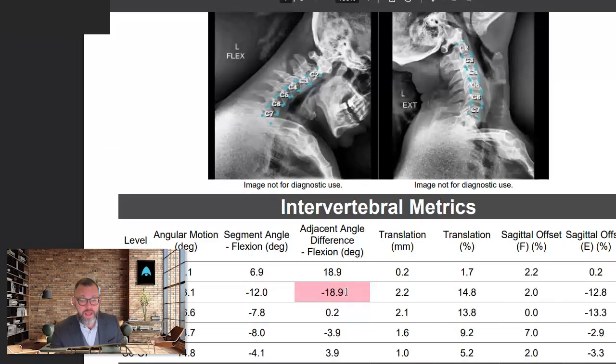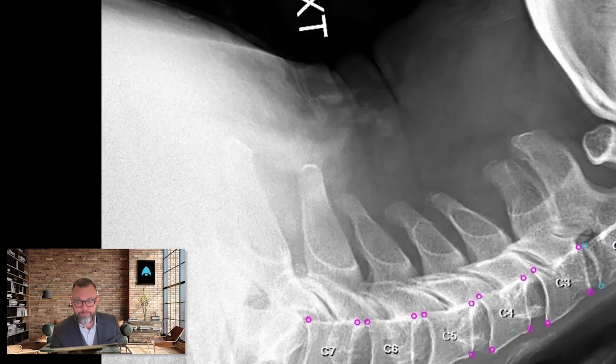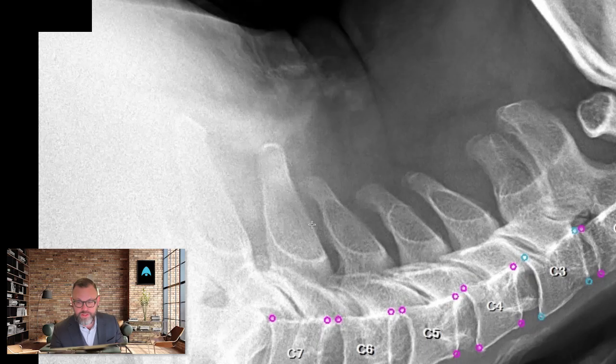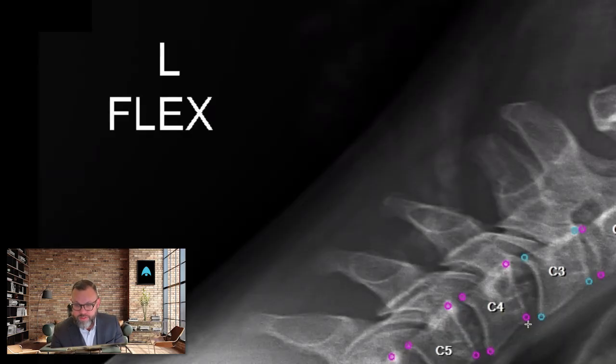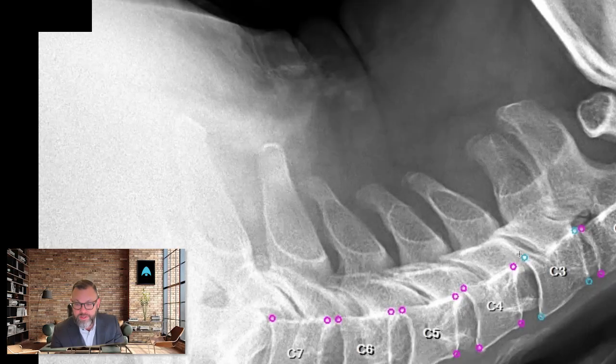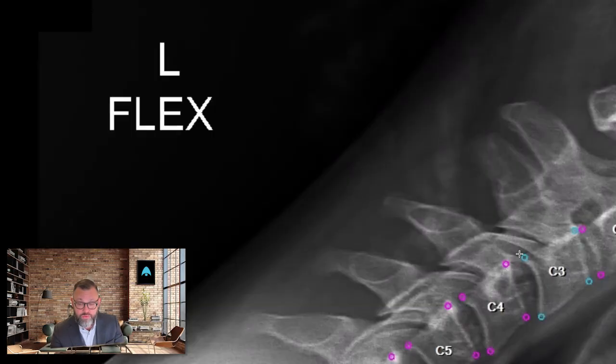So according to the AMA guides, there is an alteration of motion segment integrity in this case, and that is related to angular motion differences. So the difference of C3 moving on C4 compared to 4 on 5 and 2 on 3 is where the lesion is. If we go back and we look at C3 on C4, essentially we can see where that problem is. This was the reason for his headaches.